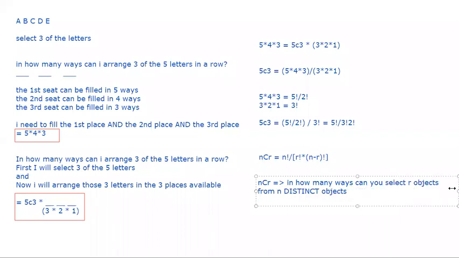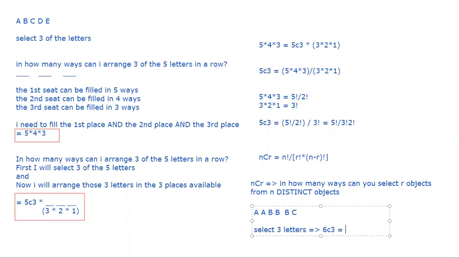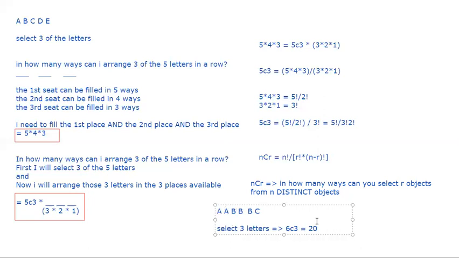So if there was a repetition of objects, for example, if I say that A, A, B, B, C, and I say select 3 letters, you cannot do 5C3. That's incorrect. 5C3 is completely wrong, because if you calculate, you will find 5C3 comes to actually 10. Just do that calculation yourself. You know the formula now, you can do it.